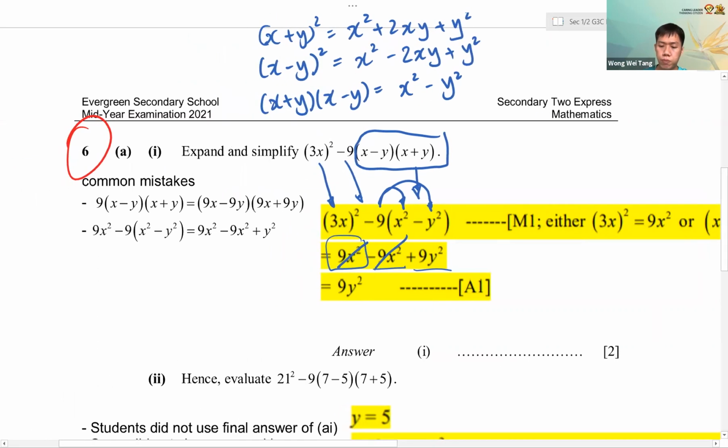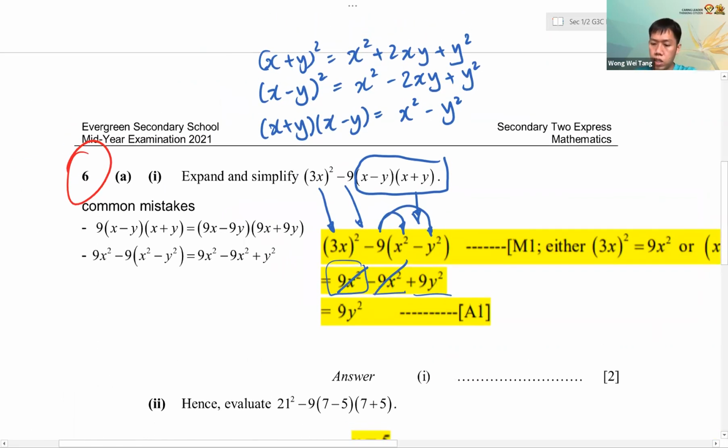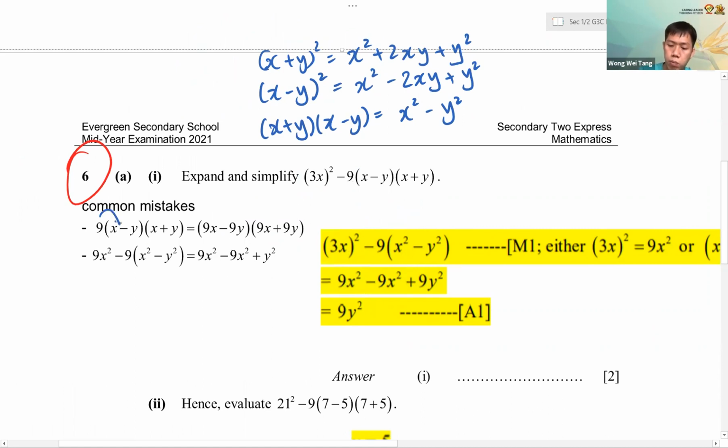So where are the common mistakes? Okay, found over here. 9x minus y, x plus y. Some students tried to multiply everything. So you get 9x minus y times 9x plus 9y. Okay, so that's one of it. The other is our expansion. Your negative 9 was not distributed to the y squared term. So we should have ended up with a 9y squared, positive 9y squared.